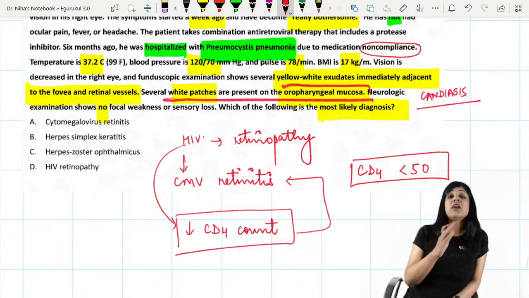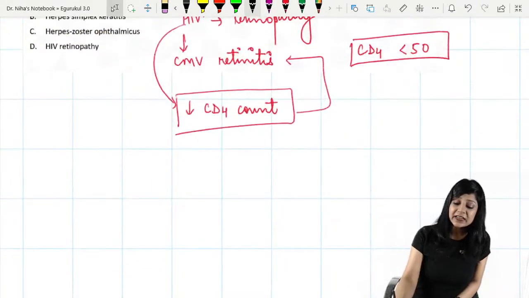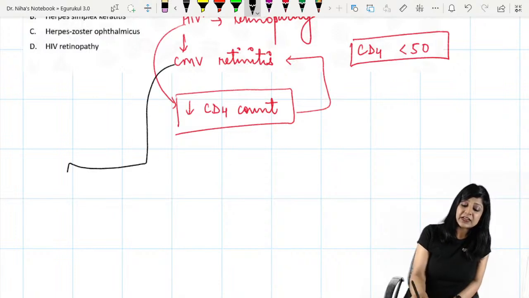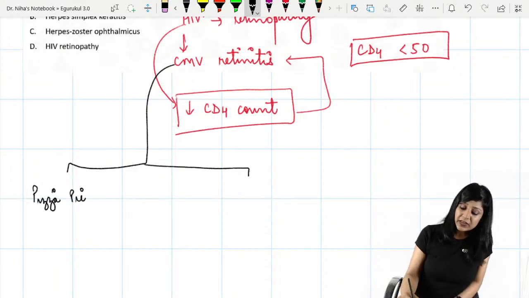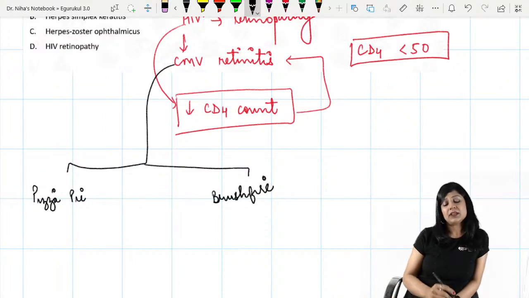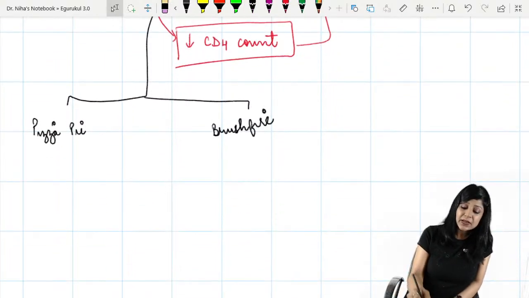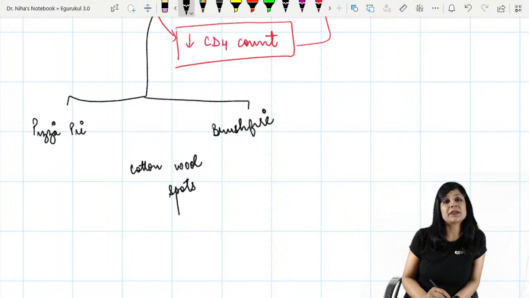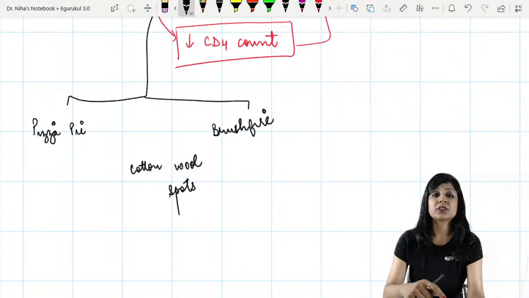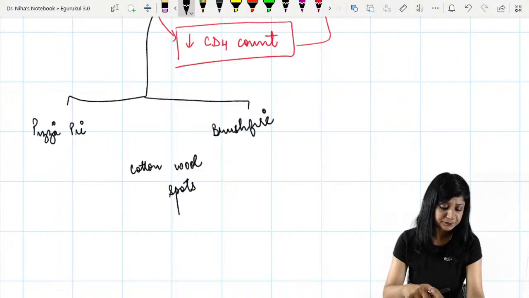Now, if the CD4 count is low, I can have the CMV retinitis. But in the CMV retinitis, what are the most common presentations? Either you can have the pizza pie appearance, or we can have the brush fire appearance, and plus you will have the cotton wool spots. Now here we are not having any such presentation, the pizza pie appearance or the brush fire or the cotton wool spots. What is your diagnosis? Can you give me?